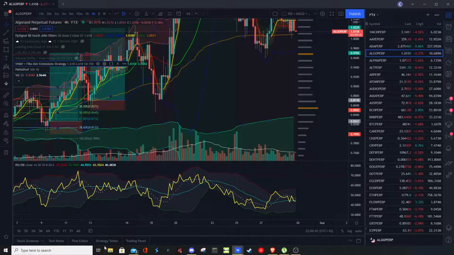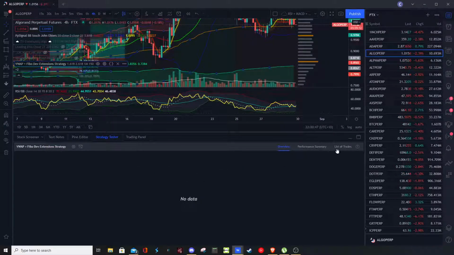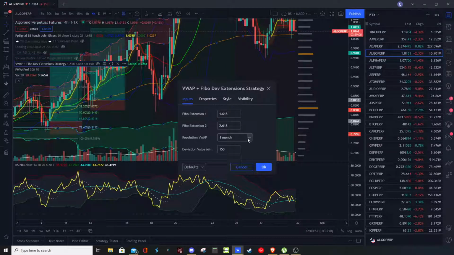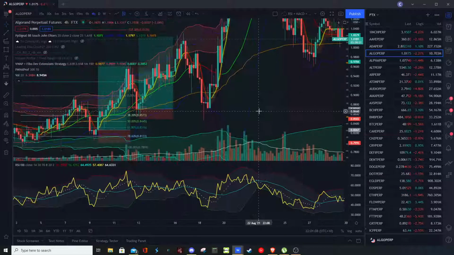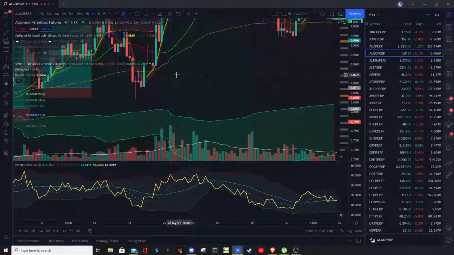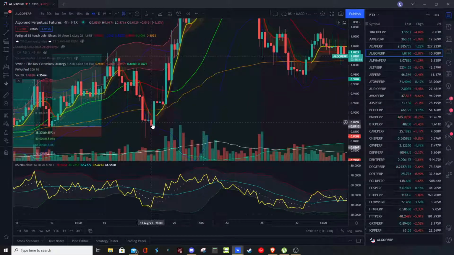So if I go to strategy testing, there's no data, but I'm not using it for that data. I'm using it because I can do the VWAP and change it to what I want and have my Fib extensions in here. So that's 1.618, and then that's 2.618. You know what I mean, for the deviation. Let's have a look. So yeah, otherwise look, bullish engulfing, right?